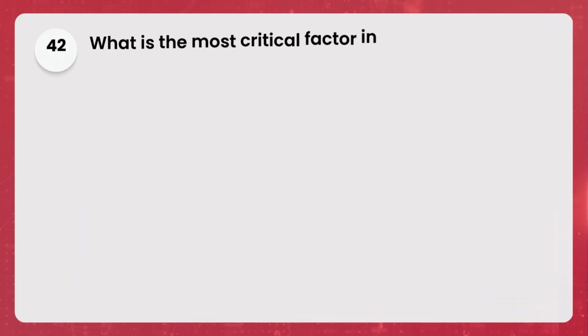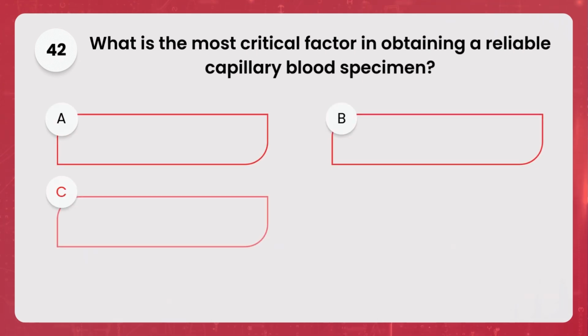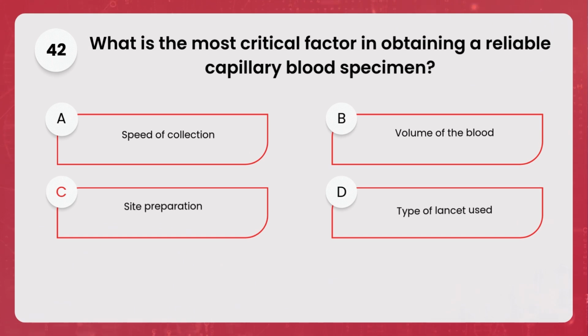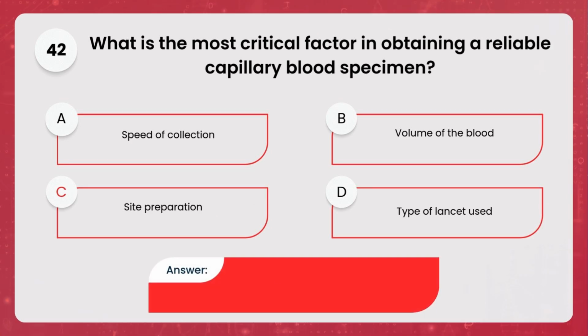Number 42. What is the most critical factor in obtaining a reliable capillary blood specimen? A. Speed of collection. B. Volume of the blood. C. Site preparation. Or D. Type of lancet used. The answer is C. Site preparation.